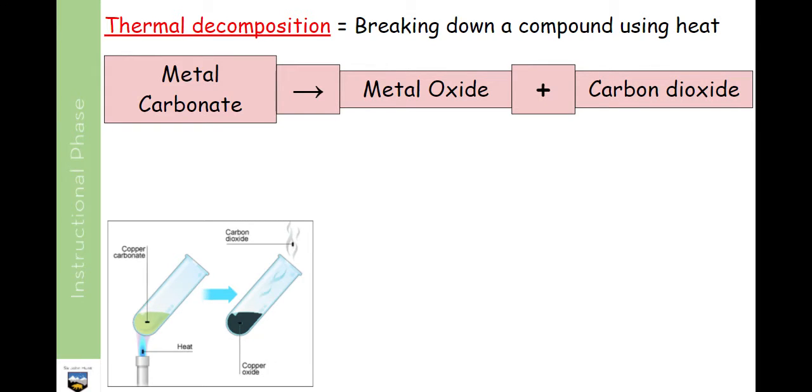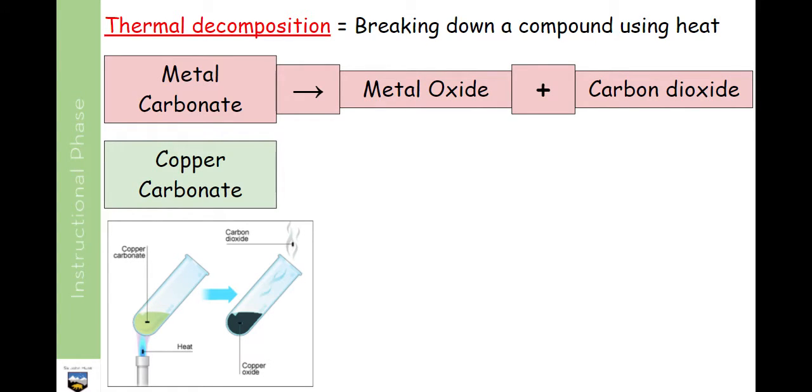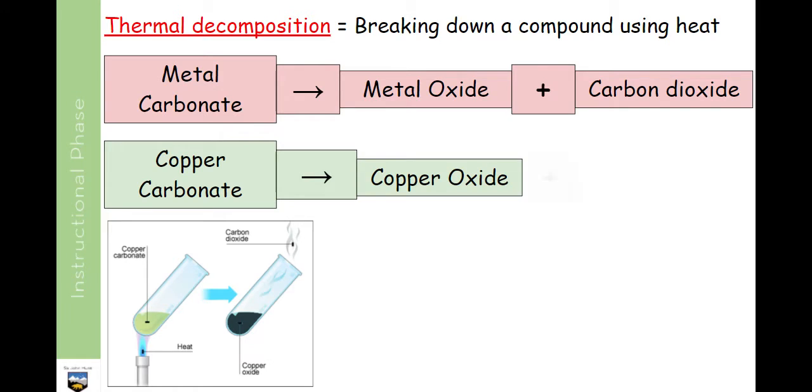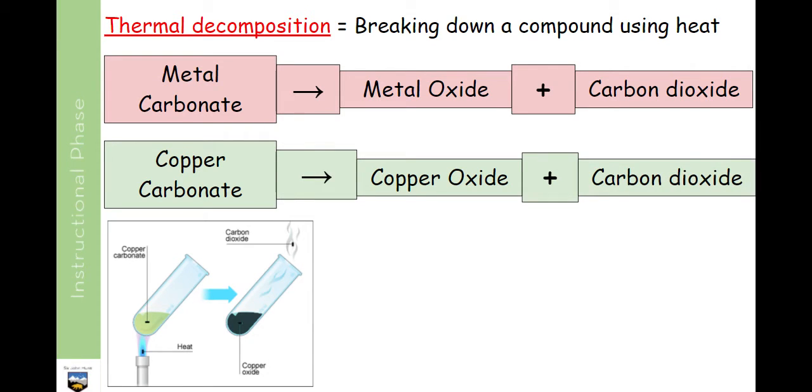So let's look at an example. If we had copper carbonate, copper being the metal, when we heat it, it breaks down to make a metal oxide. Well, we know our metal is copper, so the metal oxide will be copper oxide. And because it's a carbonate, we always get, yes, well done, carbon dioxide gas.